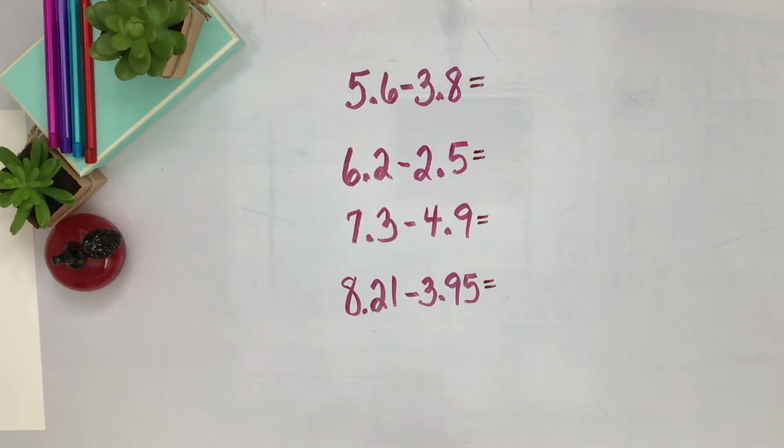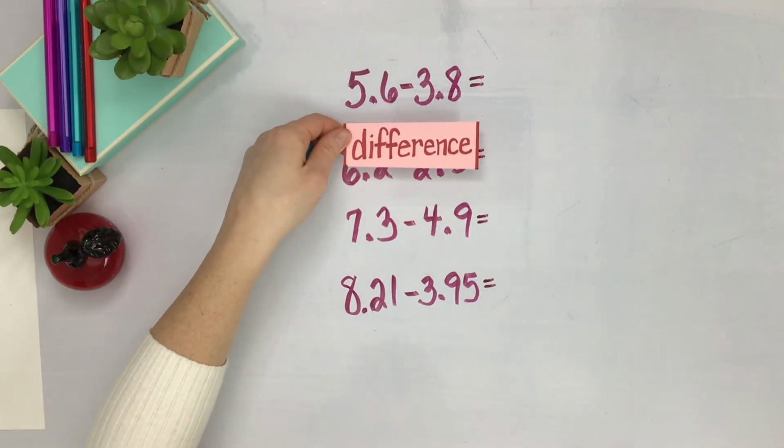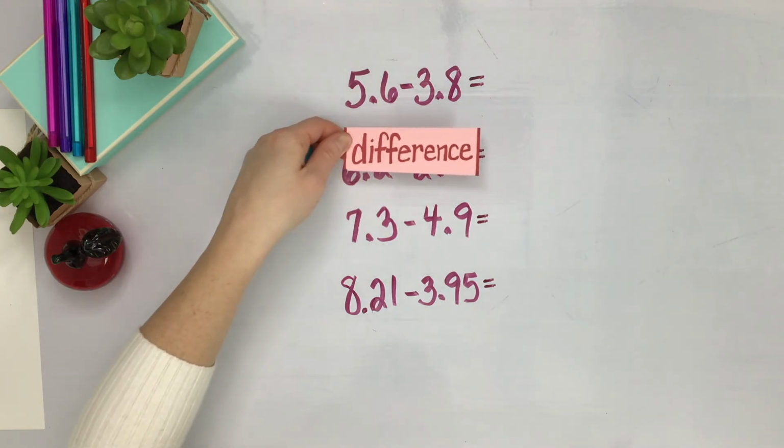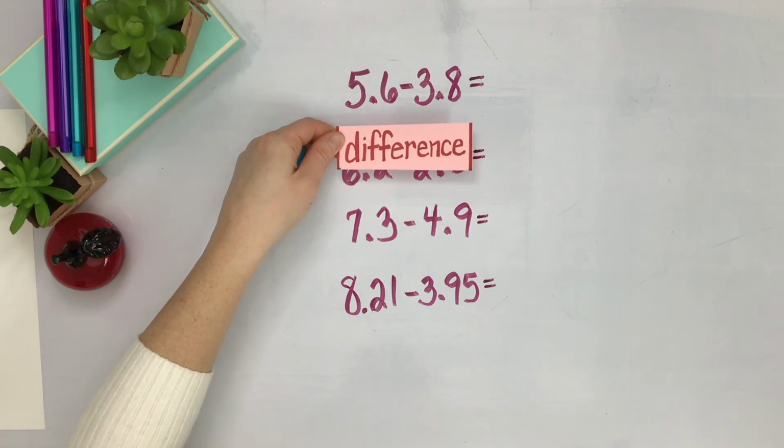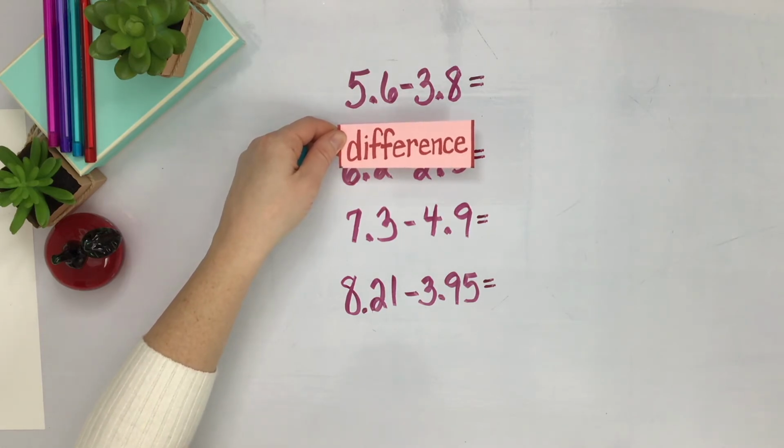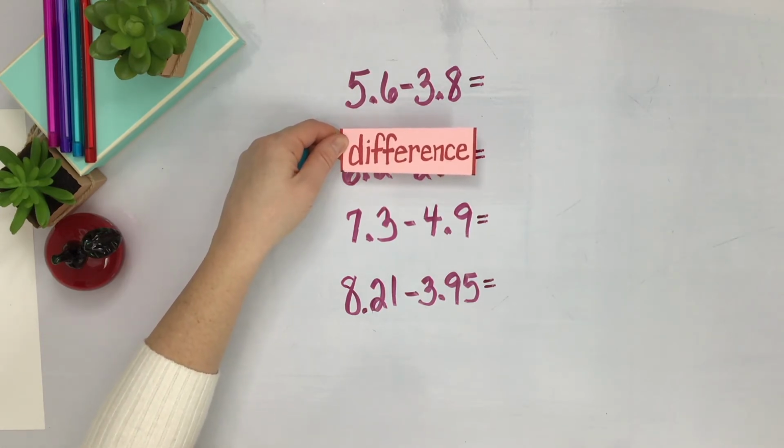Okay, now it's your turn. Pause the video, try these questions, and then come back and check your answers. Okay, so just remember, we are going to simply shift our numbers, same amount on each side, to make friendlier numbers, maintaining the same difference between the two numbers.